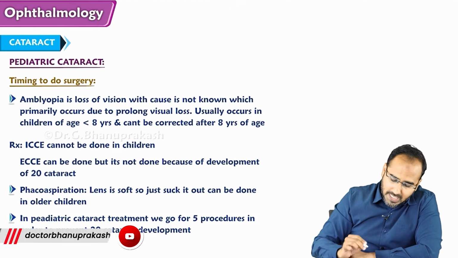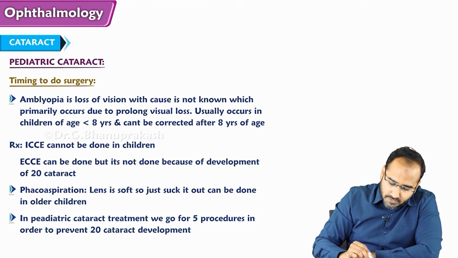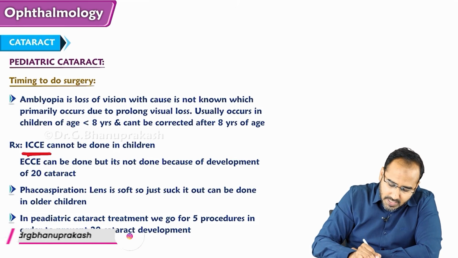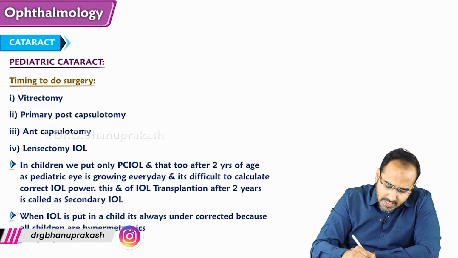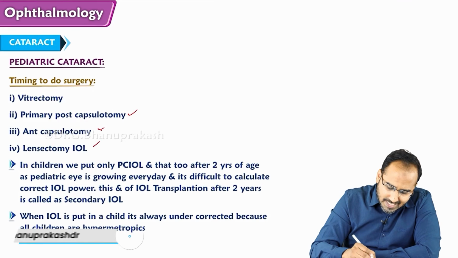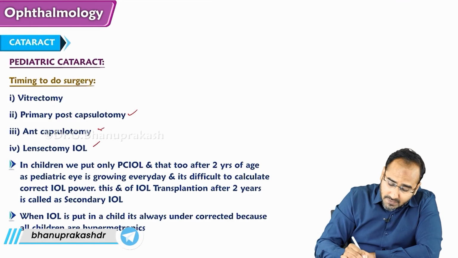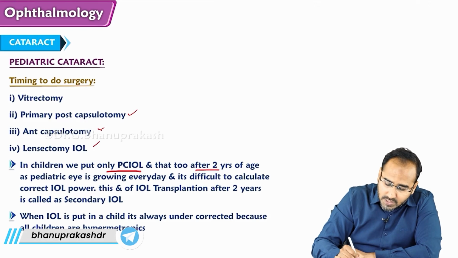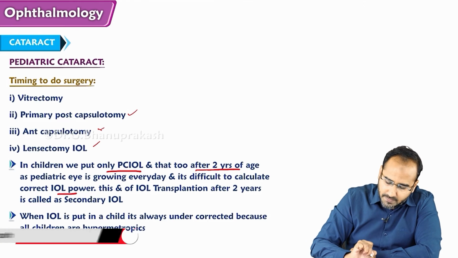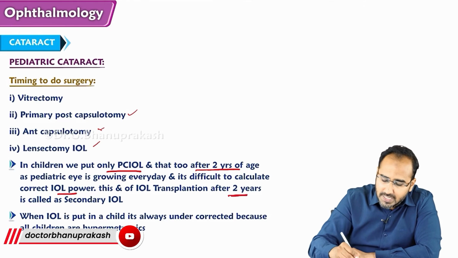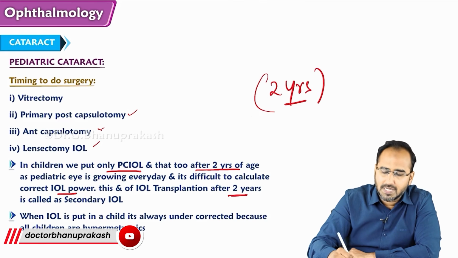So remember guys, in pediatric cases, ICCE is not done. ECCE is also not done. Phacoemulsification can be done in older children. In pediatric cases, we go for either anterior capsulotomy or posterior capsulotomy. Then we go for lensectomy and placement of the IOL. In children, we put the PC IOL, that too after 2 years of age. As the pediatric eye is growing, it is very difficult to calculate the exact intraocular lens power, right? So this IOL should be placed after how many years, guys? 2 years only, after 2 years.